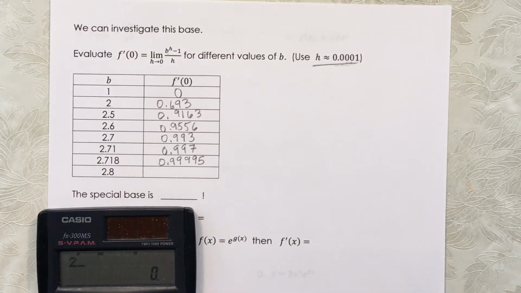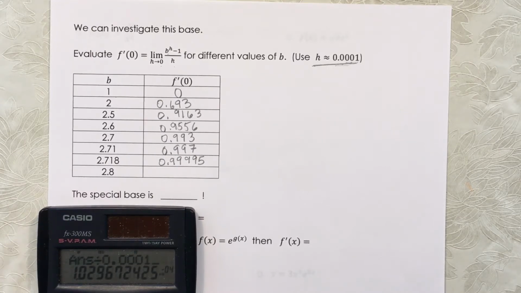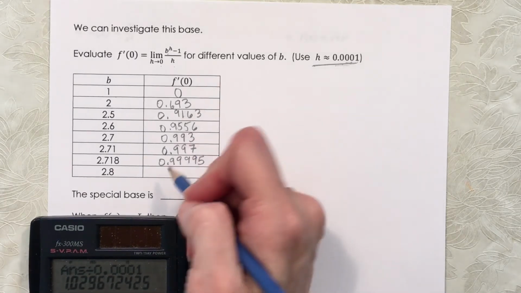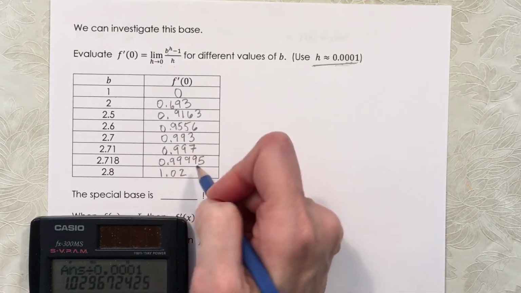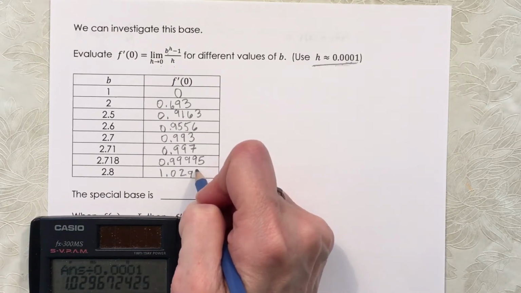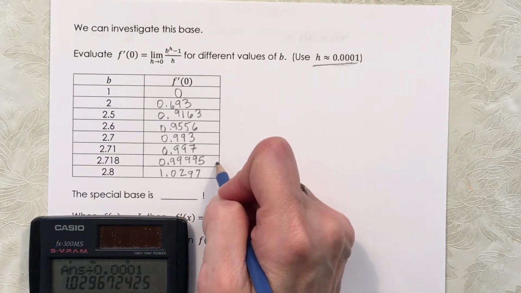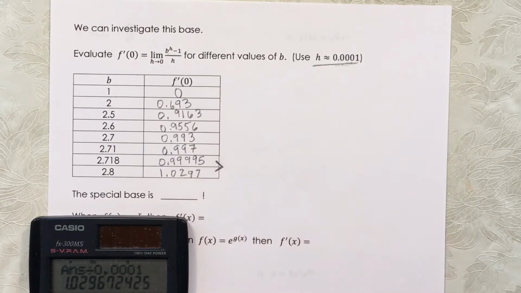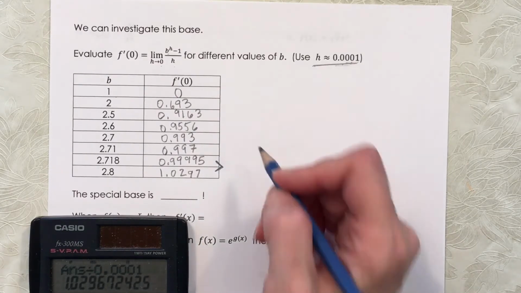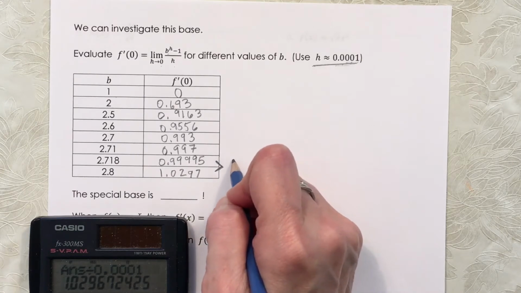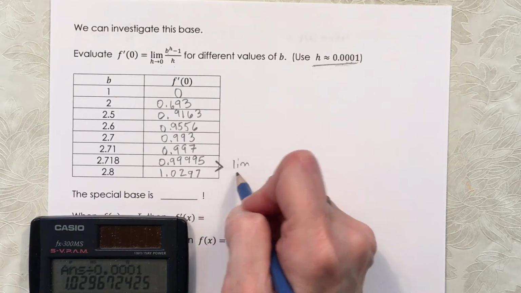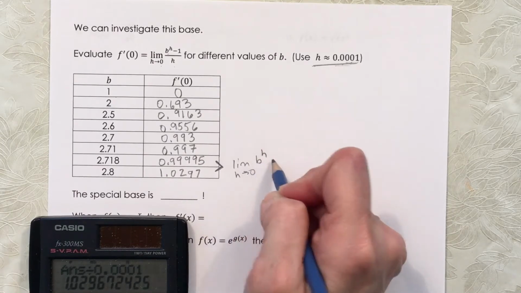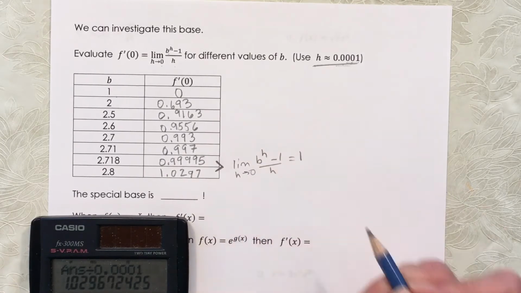Let's try 2.8. 2.8 to the exponent 0.0001 minus 1 divided by 0.0001. We get 1.02. So now we've gone past it, we've gotten greater than 1. So the number where the limit as h approaches 0 of b to the h minus 1 over h is going to equal exactly 1 is in between 2.718 and 2.8.